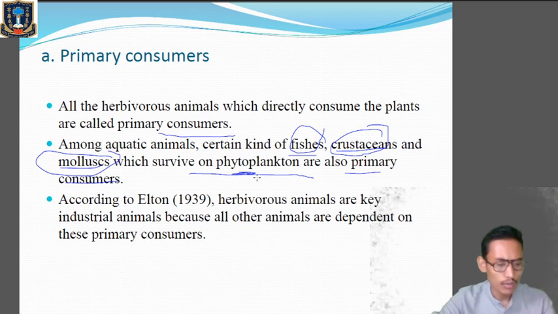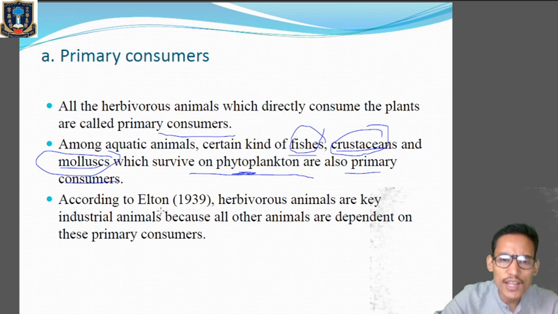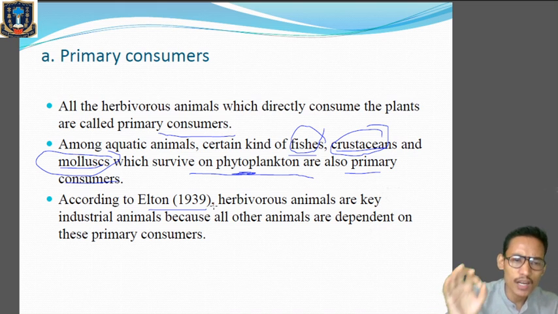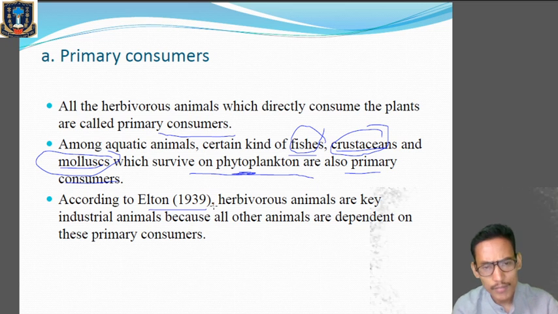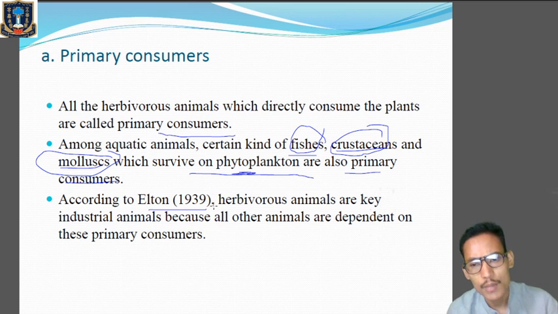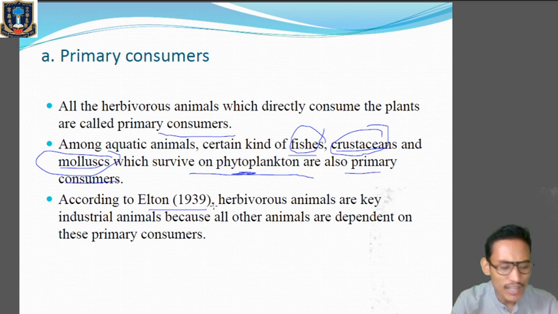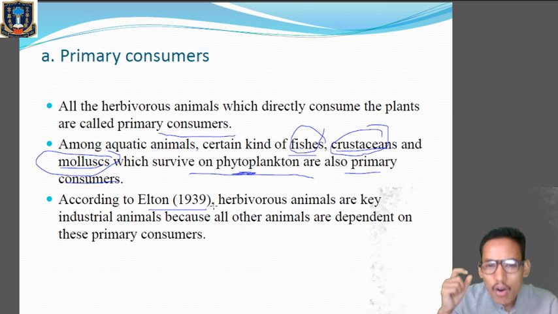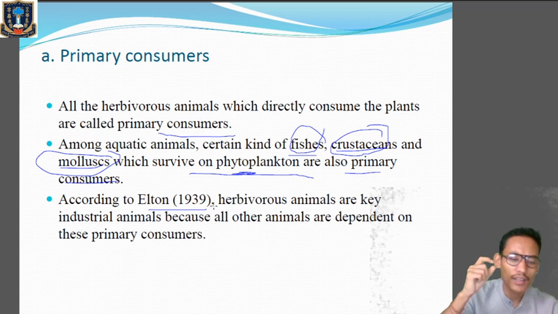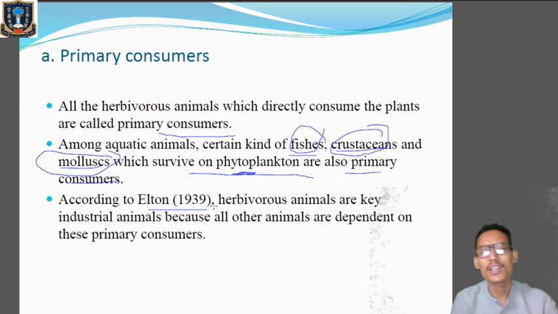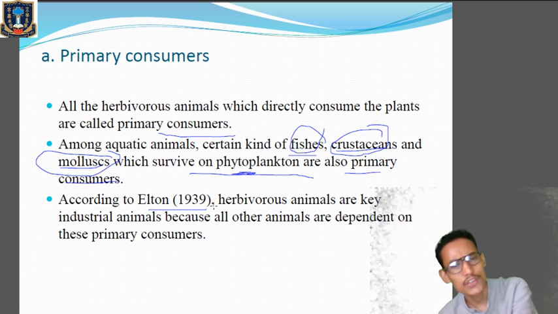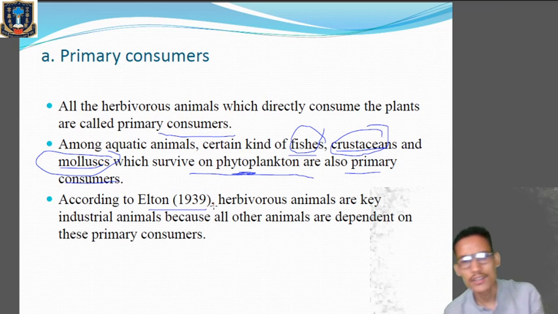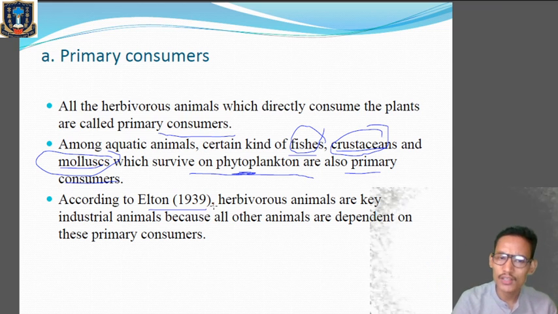Clear? Now according to Elton 1939, herbivorous animals are the key industrial animals. Now, why did Elton mention the herbivorous animal as the key industrial animals? Because all the other animals are dependent on this primary consumer. May it be secondary consumer or tertiary consumer, all the organisms are dependent on the primary consumer.